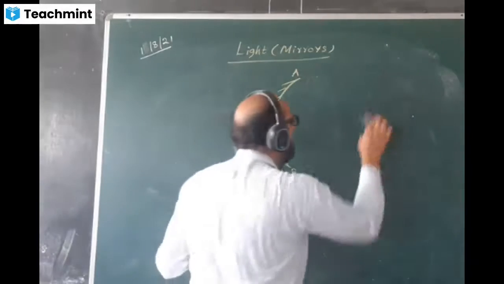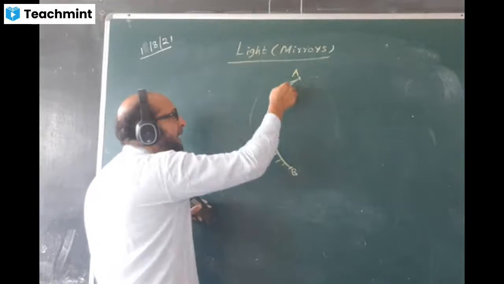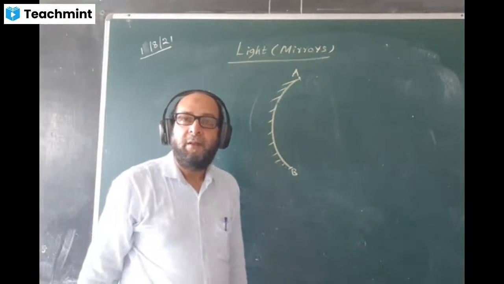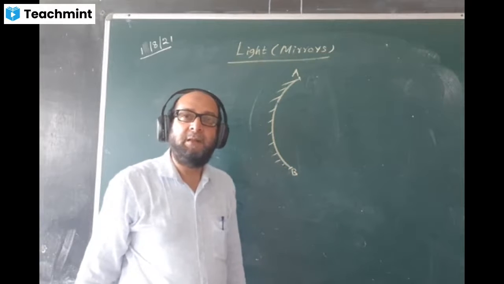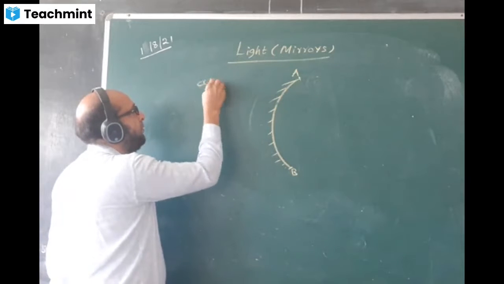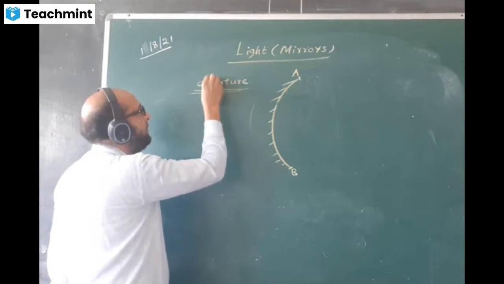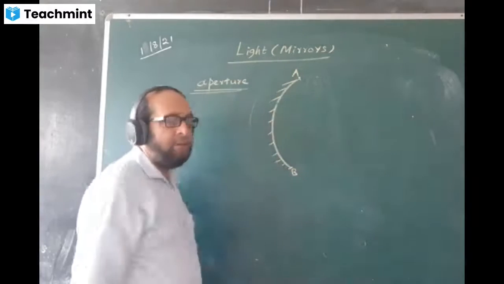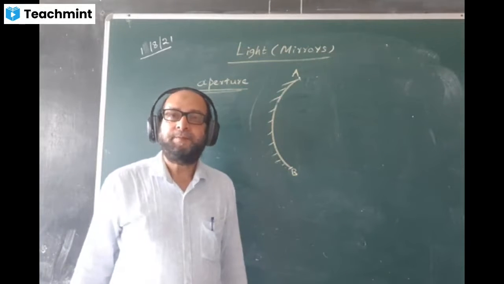Okay. Now, this is the part of the mirror. This entire portion of the mirror is called the aperture. The portion of the mirror which receives light, or which can receive light, is called the aperture. The definition will not come, but just to know, we use the term aperture. I can say AB is the aperture.